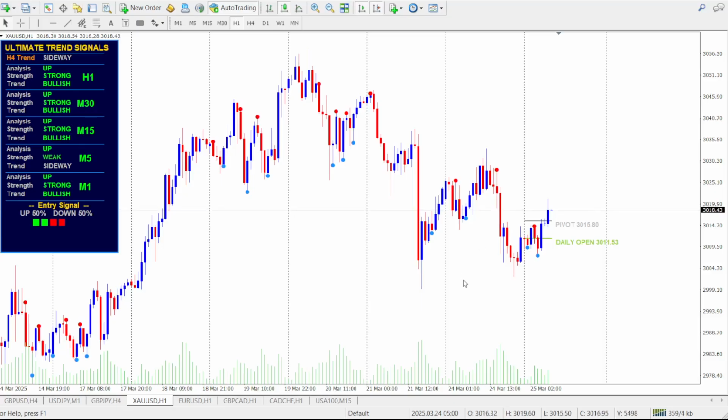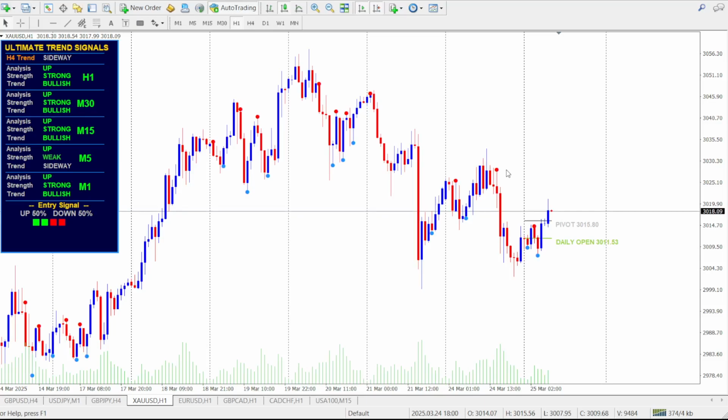One is the buy and sell dots displayed right on your chart. When you have a blue dot below the candlesticks, it signifies a buy signal, a buy trade, while a red dot above the candlesticks signals a sell. So it's simple and easy to follow.